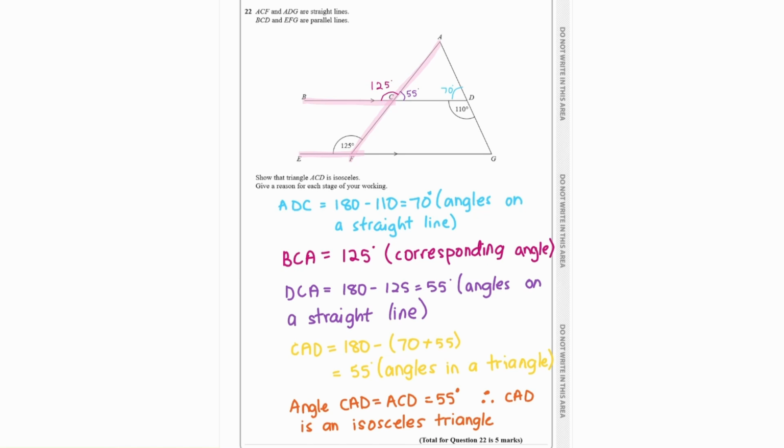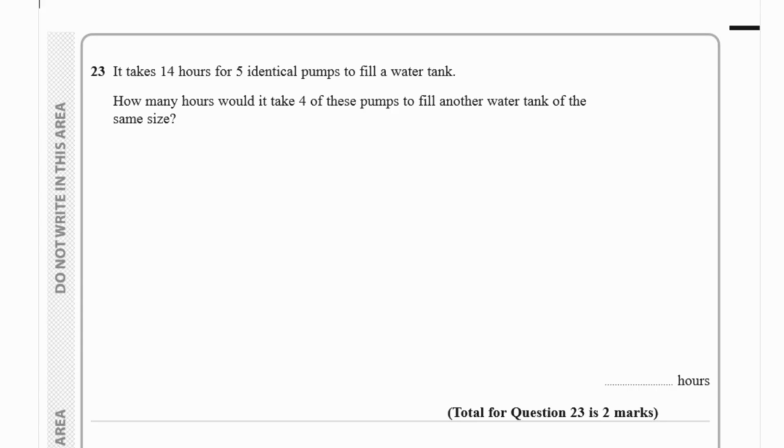This was a 5-mark question, and in this question, we would get 1 mark for each step of working out with a correct reason.